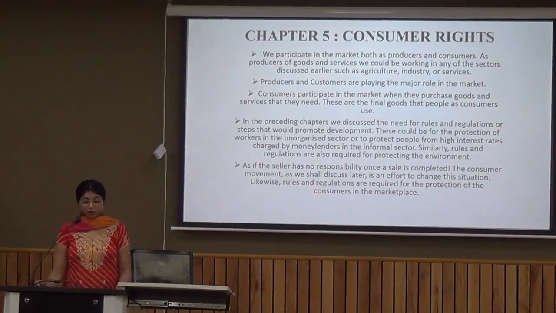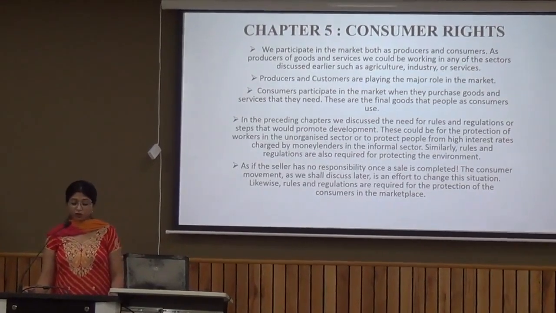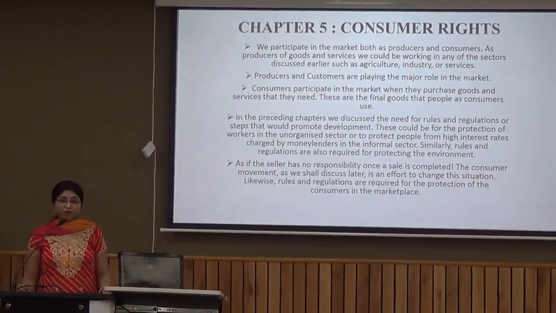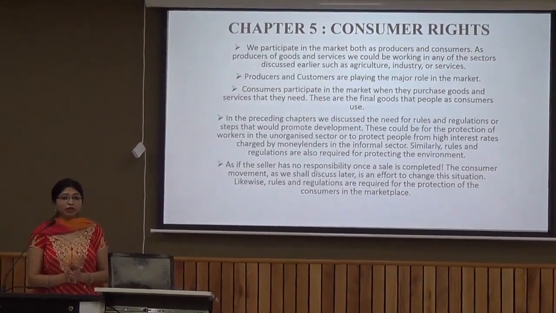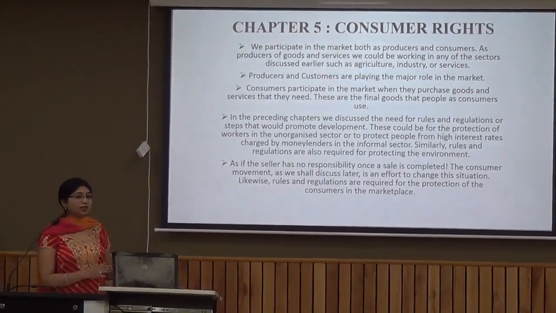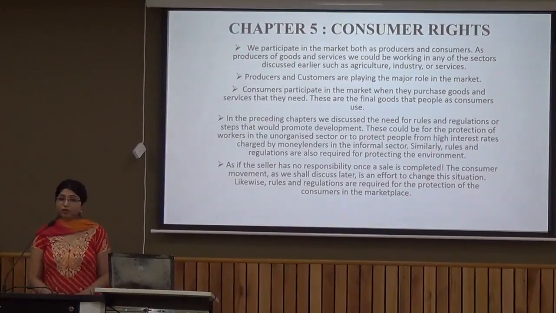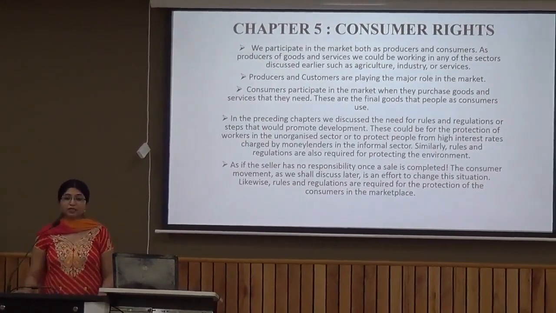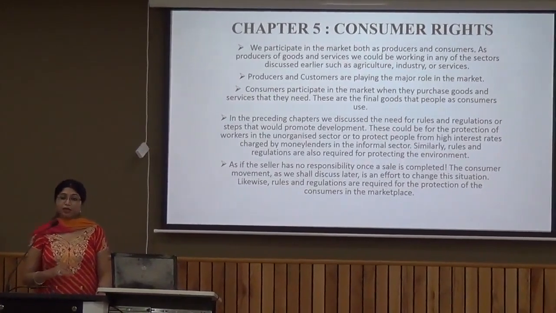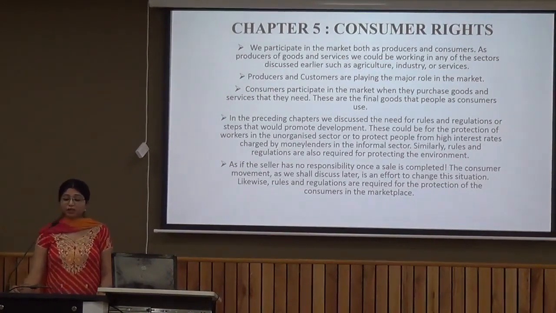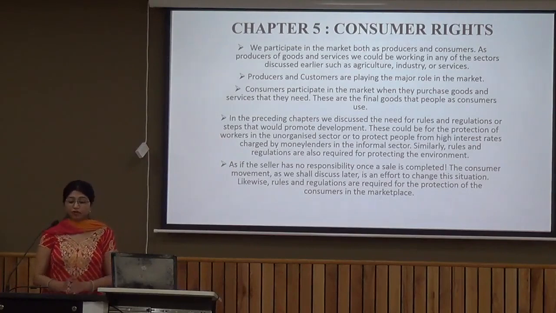Likewise, rules and regulations are required for the protection of the consumer in the marketplace. As you read in the previous chapter, producers are working in two types of sectors, that is the organized sector and the unorganized sector. In the organized sector, all the rules and regulations are followed and nobody is exploited there. But in the unorganized sector, there are no rules and regulations. They are not following the norms and instructions given by the government. So the people working in the unorganized sector are always exploited.